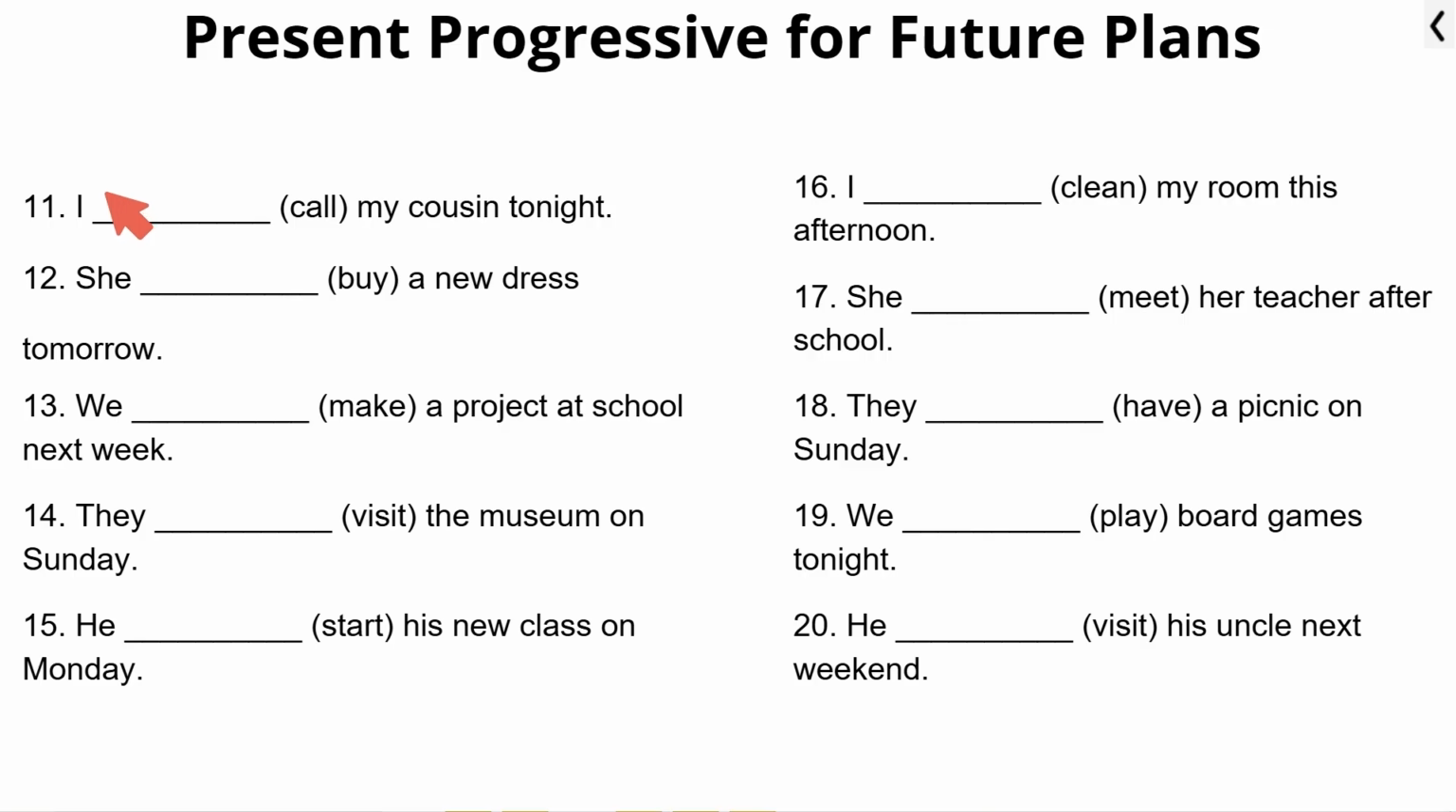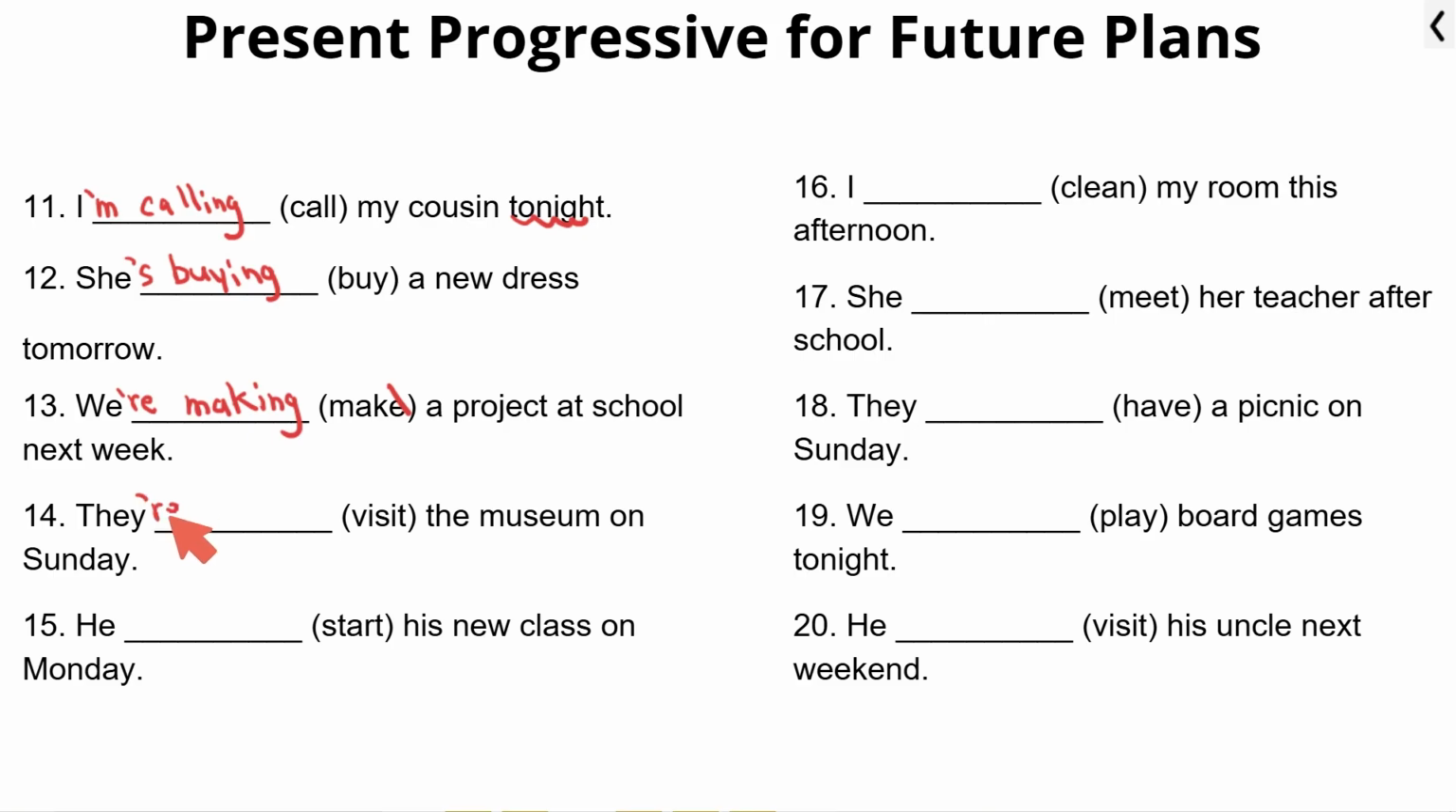I am, so we can write it as I'm calling. Let's add ing to the verb. I'm calling my cousin tonight. The time expression is tonight. She is. She's buying. We add ing. She's buying a new dress tomorrow. We're making. We drop the e for making, and we add ing. A project at school next weekend.